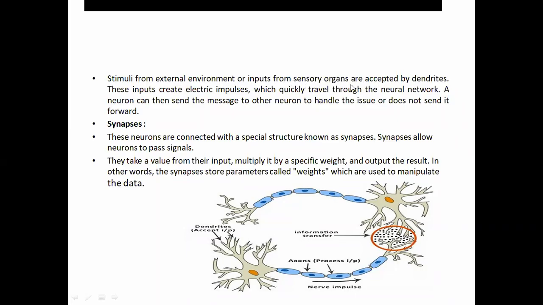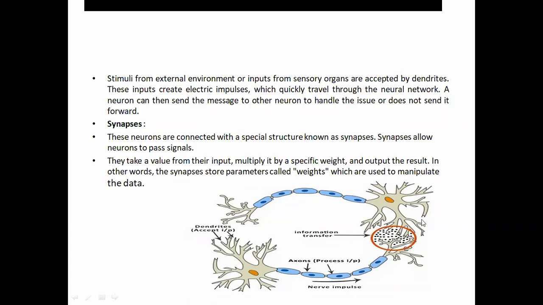What do you mean by sensory organs? Like skin is our sensory organ. Nose, from where we can smell; eyes, we can see with them. So everything is working with the neural network that is in our brain. So inputs from the sensory organs are accepted by the dendrites. These signals create electric impulses, or electric signals, which travel through this neural network. So a neuron can then send the message to another neuron to handle the issue, or suppose this neuron is sending the message to this neuron, or it may not forward it. That will be decided by the synapses.